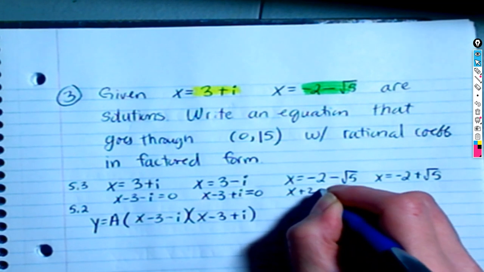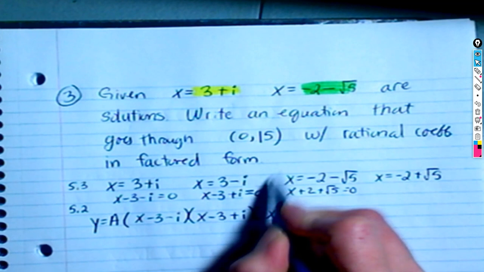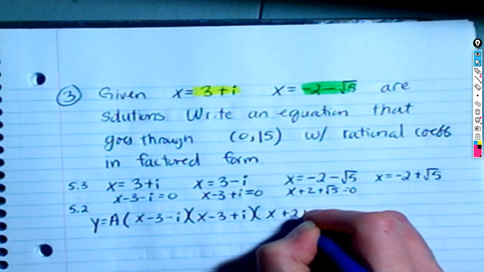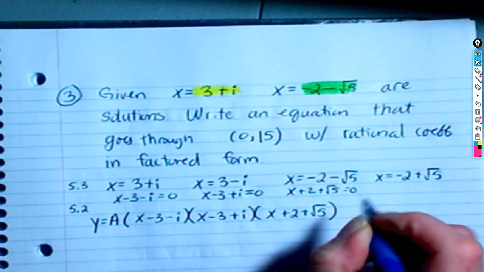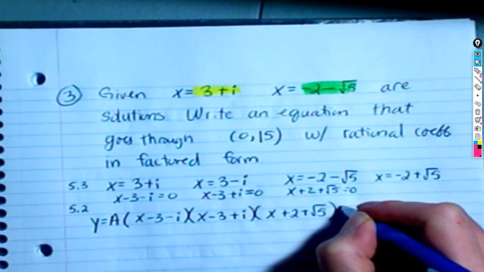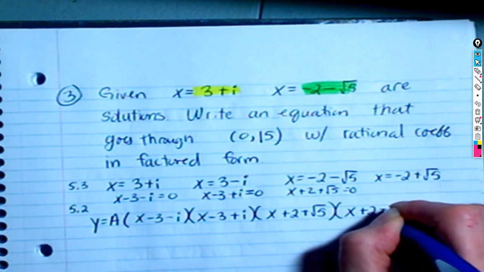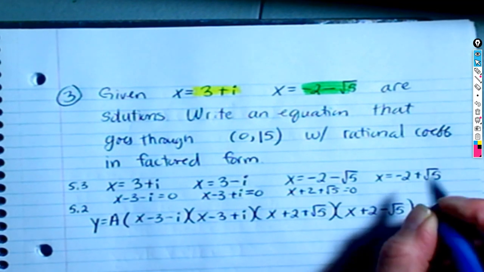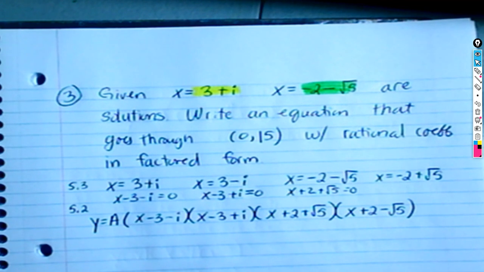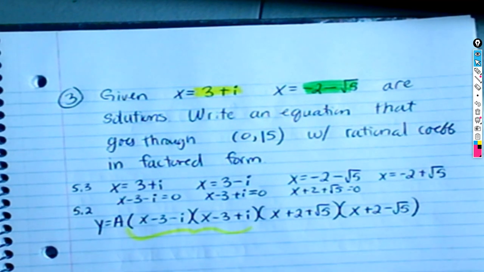Plus 2 plus root 5. When I do this, it's helping me work backwards to the factors. Look at that, minus minus, both signs change. Minus plus means it's going to be plus minus. So you've got two sets of conjugates here, and you have to multiply your conjugates first.